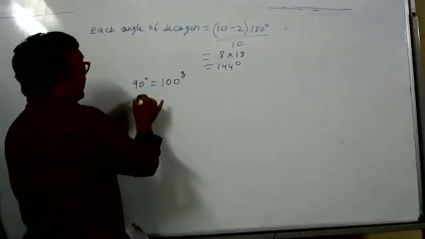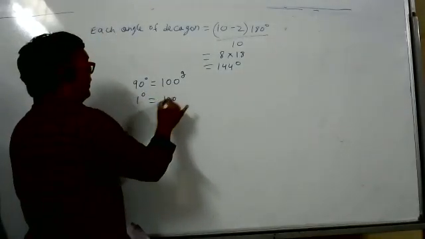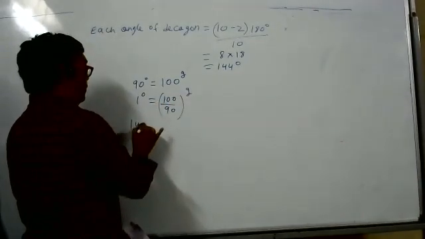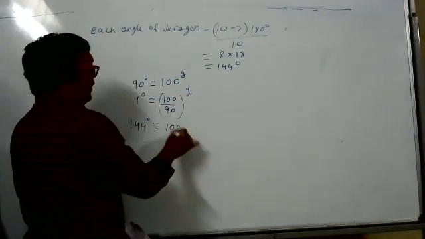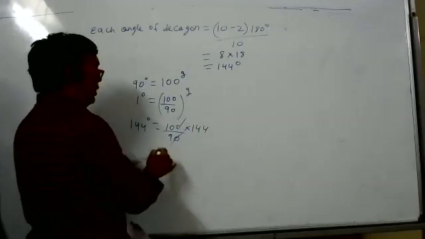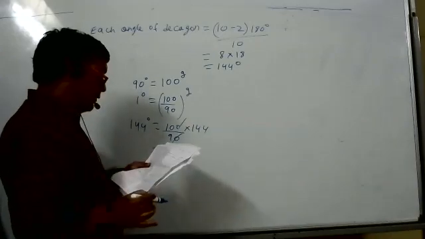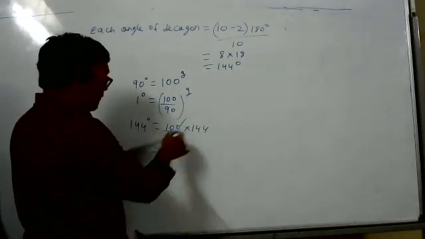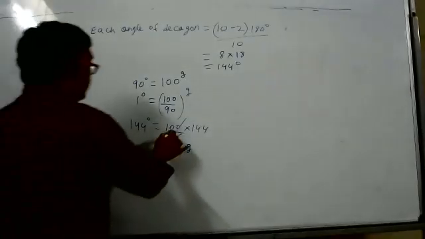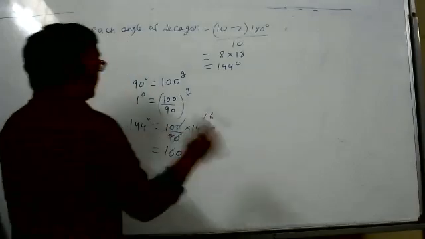90 degree is 100 grade, so 1 degree is 100 by 90 grade. But I am interested in 144 degree. So 100 by 90 into 144. The zeros cancel. So what will you get? The answer is 160, cancelling fully. Yes, sir, 160 grade. So this is the grade.